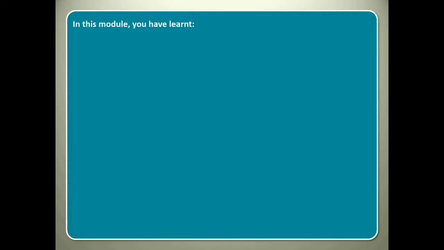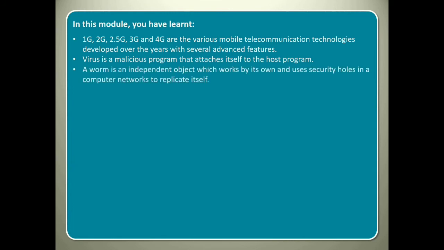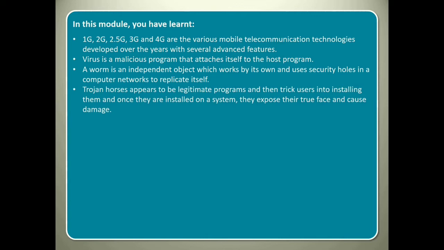In this module, you have learnt that 1G, 2G, 2.5G, 3G, and 4G are the various mobile telecommunication technologies developed over the years with several advanced features. Virus is a malicious program that attaches itself to the host program. A worm is an independent object which works on its own and uses security holes in a computer network to replicate itself. Trojan horses appear to be legitimate programs and trick users into installing them, and once they are installed on a system, they expose their true face and cause damage.